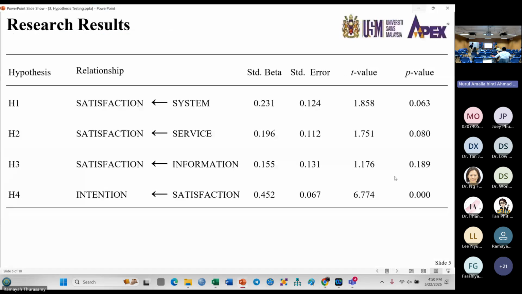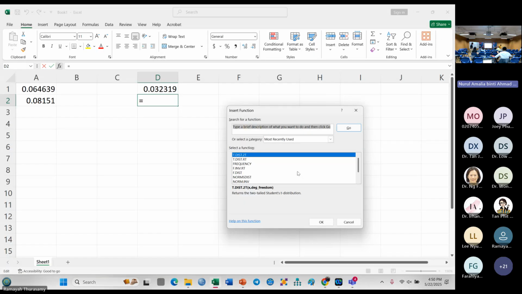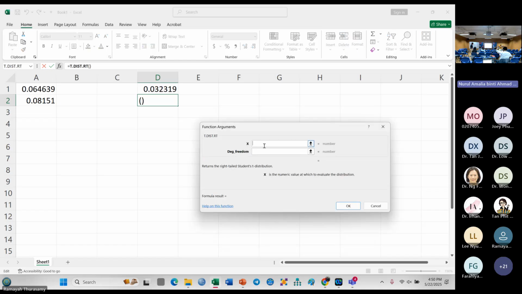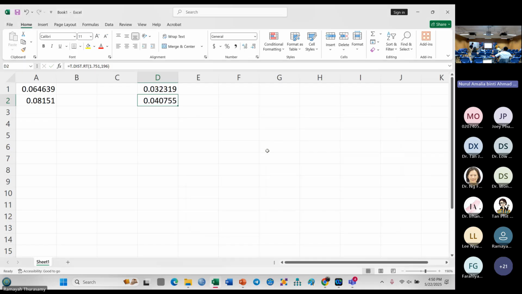This is the number 1.751, right? So you run this same analysis with the right tail, and then we click OK. Now we put the number 1.751, and then this is n minus k minus 1, let's say 196. And what will happen is it gives you half. So this is how you can recalculate the p value. But the software can do that if we are using SmartPLS. AMOS and SPSS don't do this.